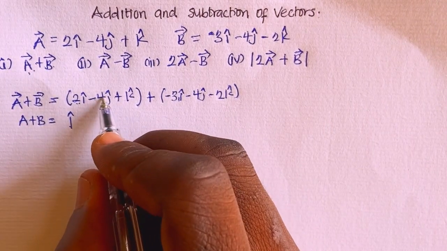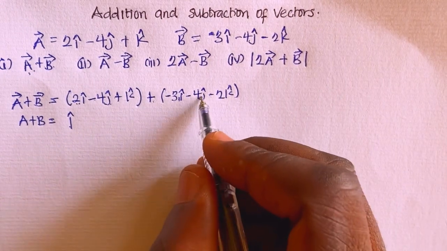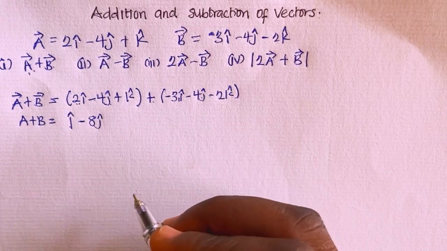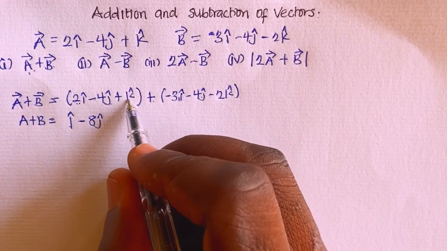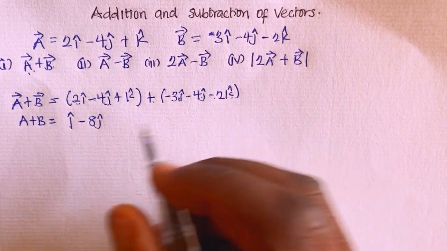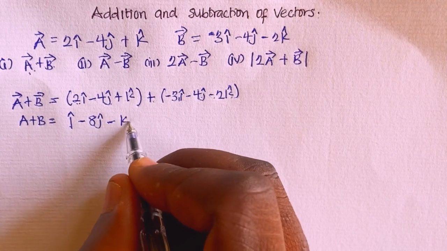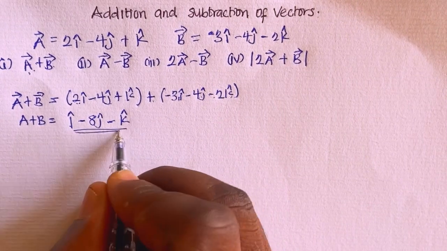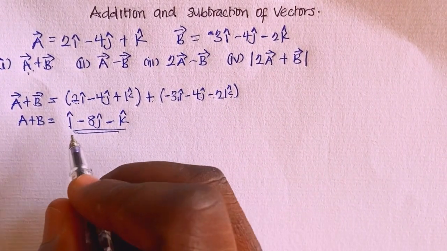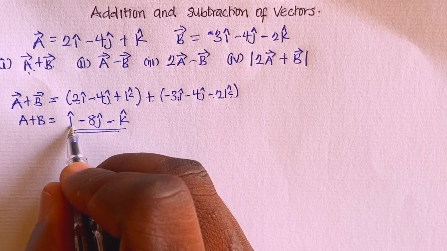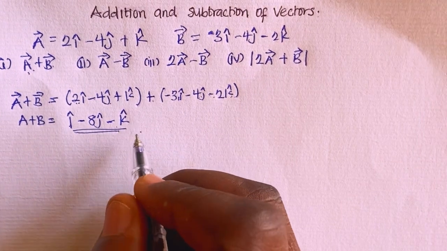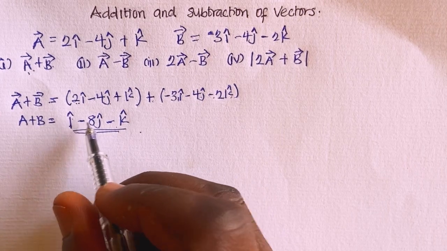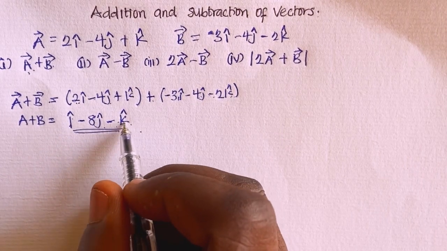Then minus 4j plus minus 4j, this is actually minus 8j, right? Then the next case, I'm having plus k minus 2k, which is actually minus k. So that is just my A plus B. Can you all see that I didn't take my unit vector to be equal to 1, since I'm not asked to find the magnitude? So here I'm having minus i minus 8j minus k.